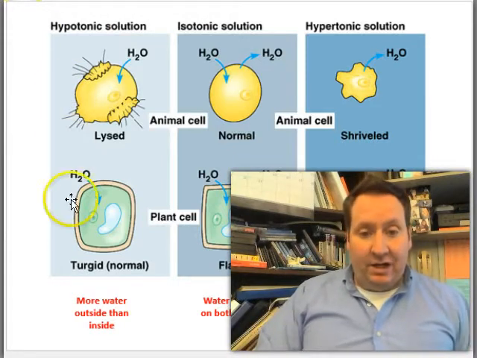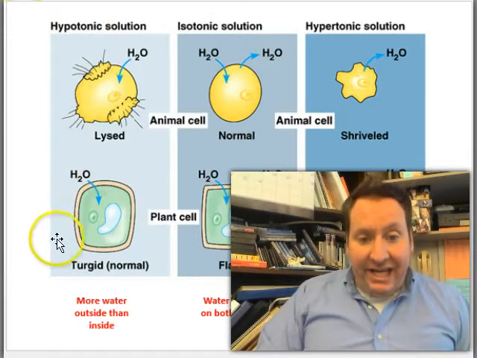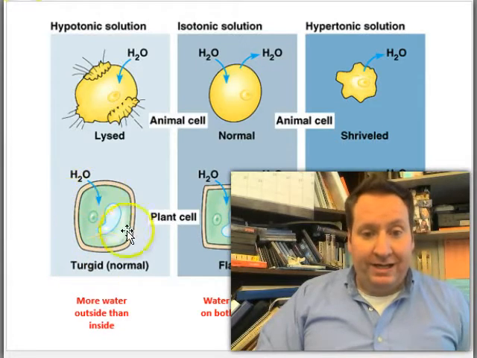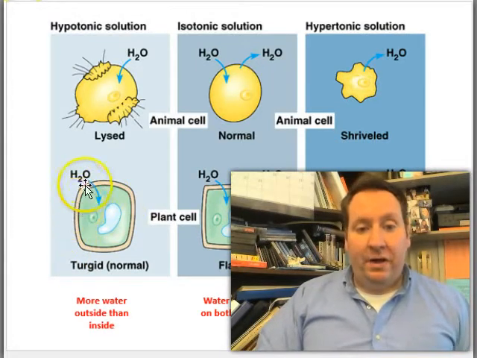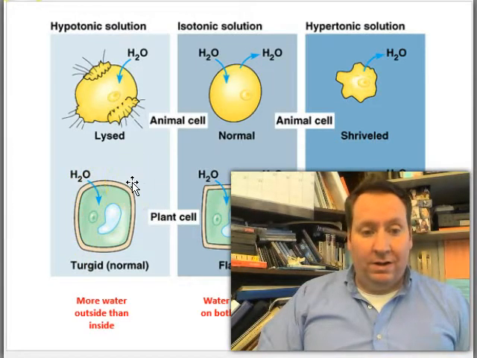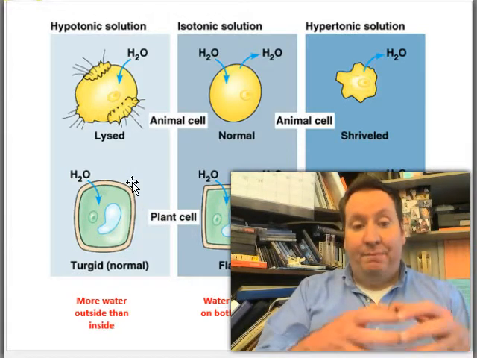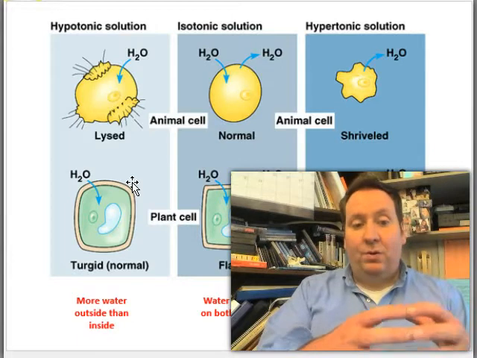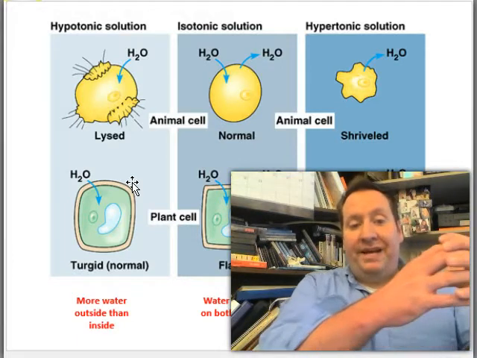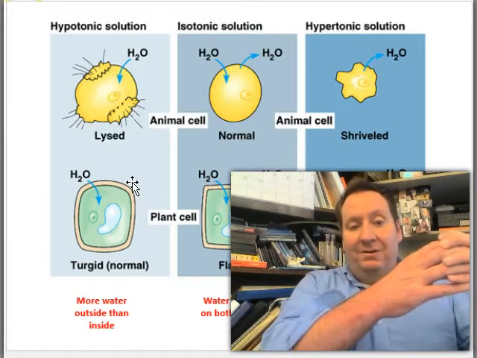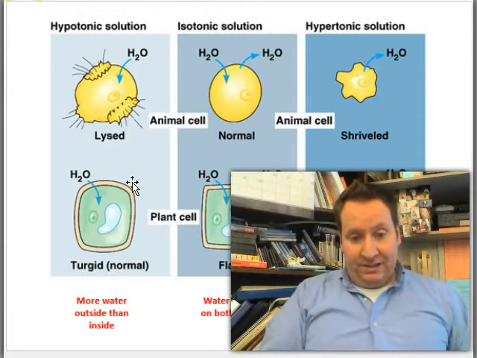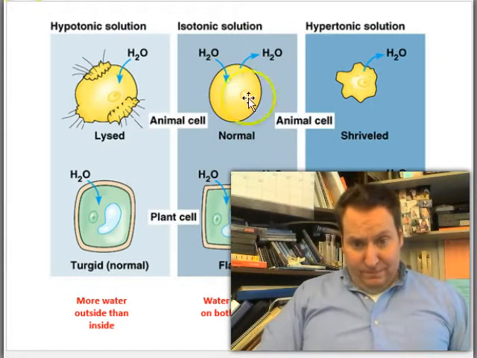Now, in a plant cell, when you put it in a hypotonic solution, it expands. Remember, a plant cell, though, has a cell wall. So what happens with a plant cell is you put a plant cell in a pure water solution. That plant cell will expand, but it will press up against that cell wall and allows it to stay nice and firm, is what's going to happen in a plant cell.